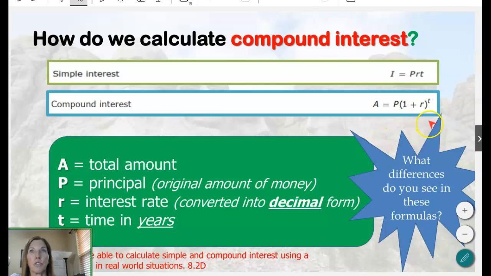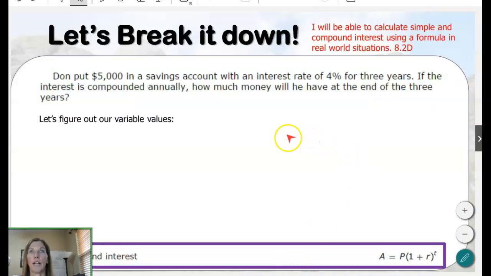R is the interest rate. You'll have to convert that to a decimal because they'll give it to you as a percentage. And then T is time in years. I already kind of pointed out the differences, because remember, the other formula is just the interest. This will give us the total amount. All right, let's go ahead and try a couple.